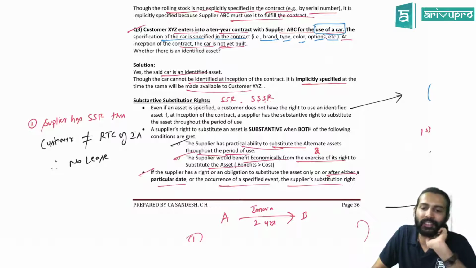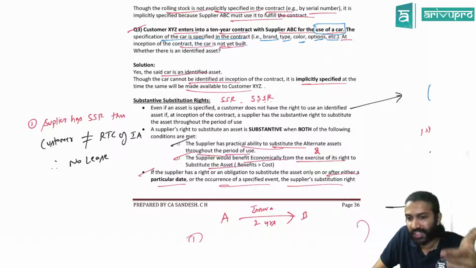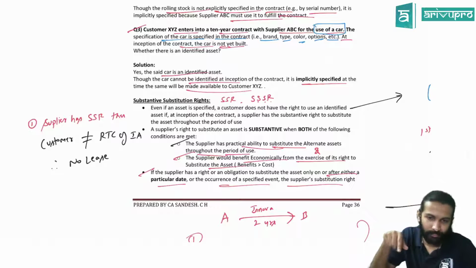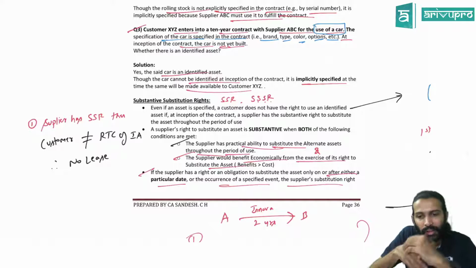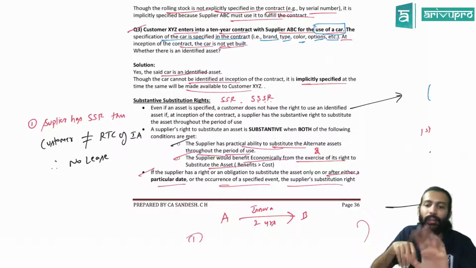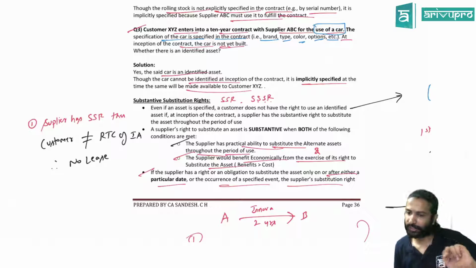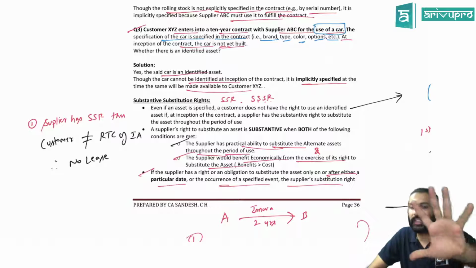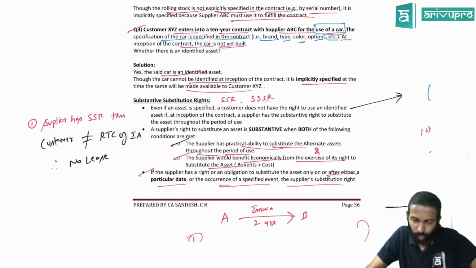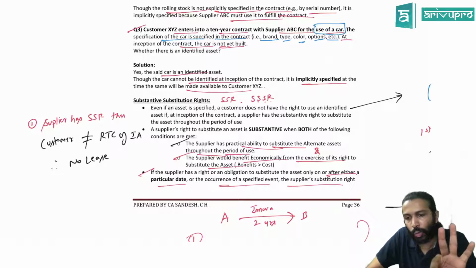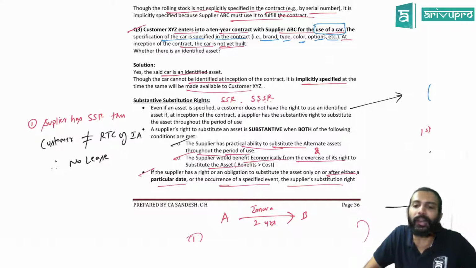If the supplier has SSR, what will happen? Then the customer, the lessee, will not have an identified asset. Correct? If the customer does not have IA, that means lease will not be there. Got it? And when do you say the supplier has SSR? Two conditions must be satisfied. One, he must have the practical ability to substitute the asset throughout the period of use. And two, it must be beneficial for him to substitute. If these two are satisfied, you can say the supplier has SSR.